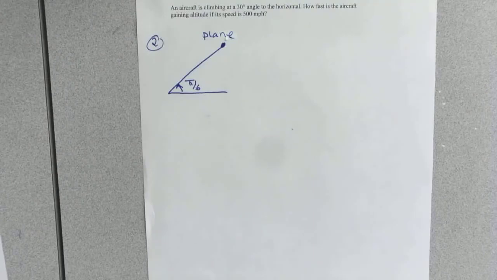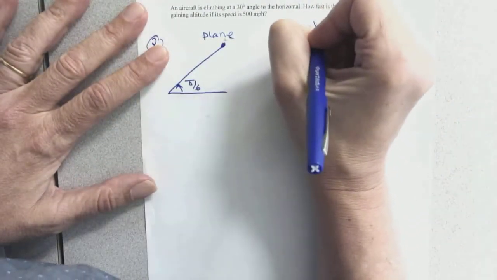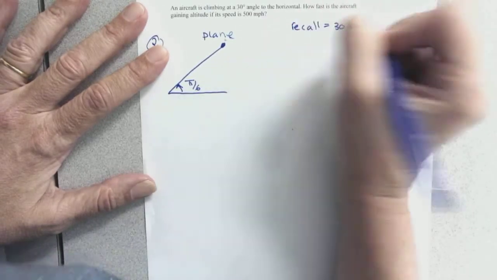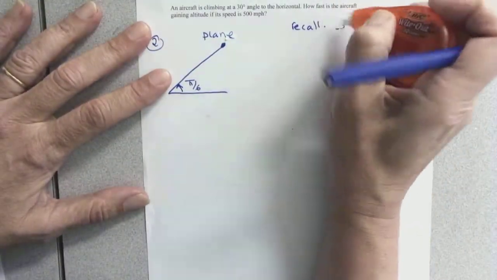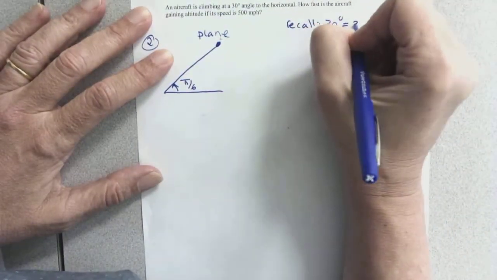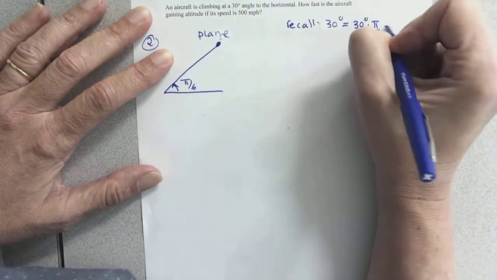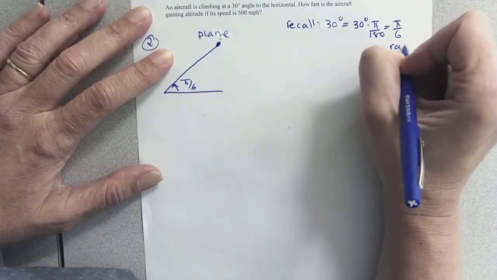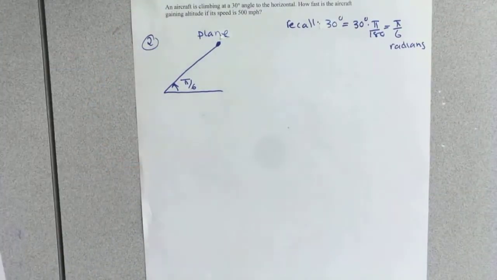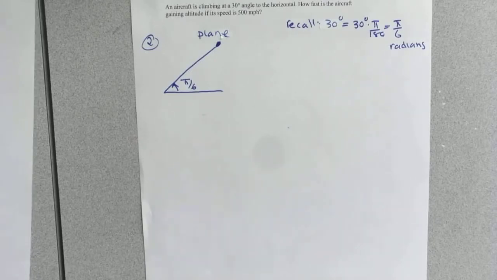But all calculus is done in radians, so pi over 6. Recall, 30 degrees equals 30 degrees times pi over 180, which gives me pi over 6 radians. Calculus is done in radians, and the way you convert degrees to radians is to multiply by pi over 180.